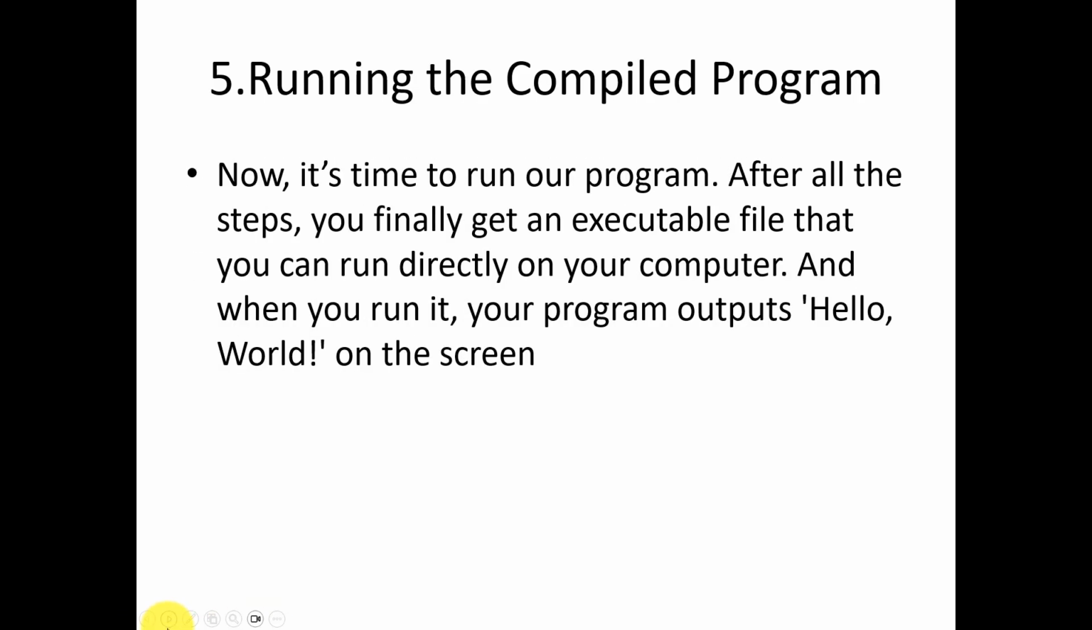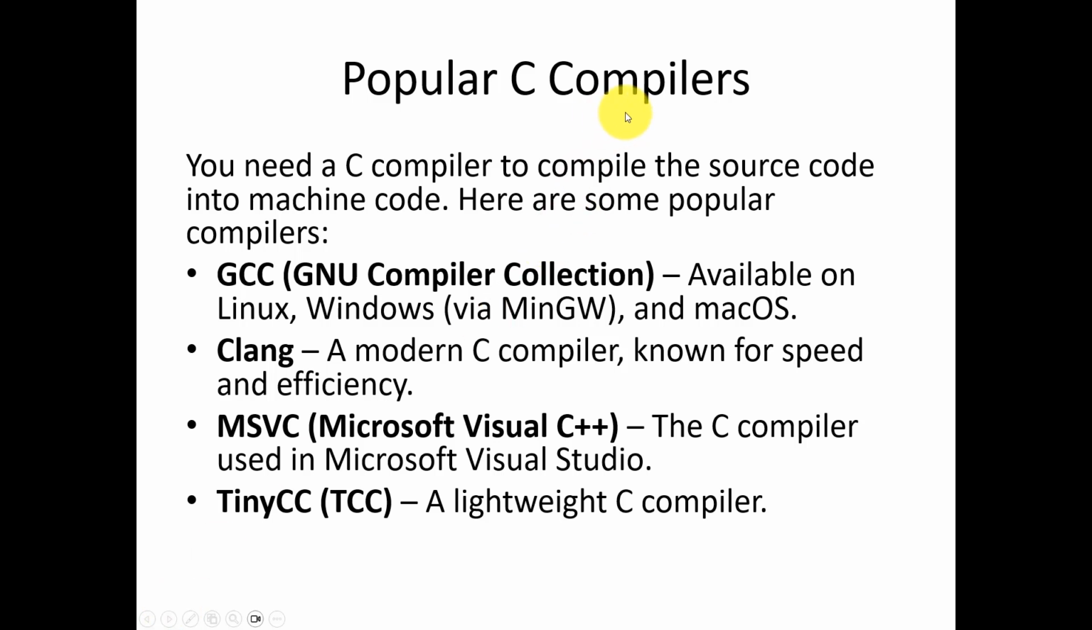Let's see now some popular C compilers, because you need a C compiler to compile the C source code into machine code. Here are some popular compilers, such as GCC, which can be used on Linux, Windows, and macOS. Clang, which is a modern C compiler known for speed and efficiency. Microsoft Visual C++ compiler, which comes with Microsoft Visual Studio. And TinyCC, which is a lightweight C compiler.